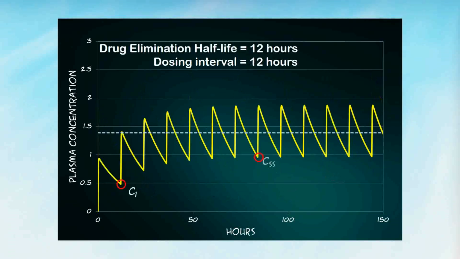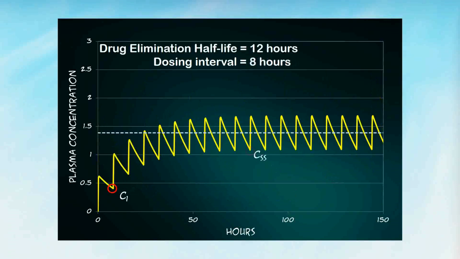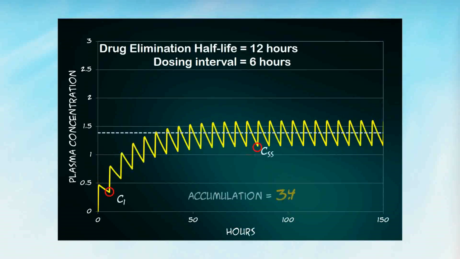Now you can see in this series of graphs that reducing the dosing interval relative to the half-life has the effect of increasing the accumulation of the drug. Once again, note that regardless of the dosing frequency and the resulting accumulation, as long as the total daily dose remains unchanged, the steady-state concentration is unaffected. The accumulation is only a comparison between the steady-state concentrations compared to the first dose concentrations.